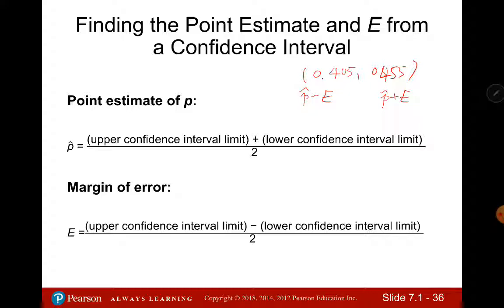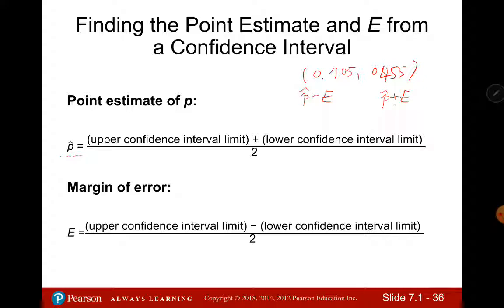If we add them up, upper limit plus lower limit, we will get what? We will get 2 P's, right? We add them up, lower limit, upper limit, we will cancel out the margin of error, we will get 2P. 2P divided by 2, we will definitely get P hat.